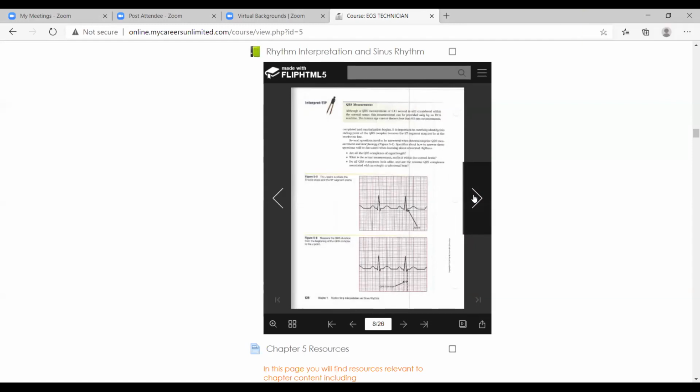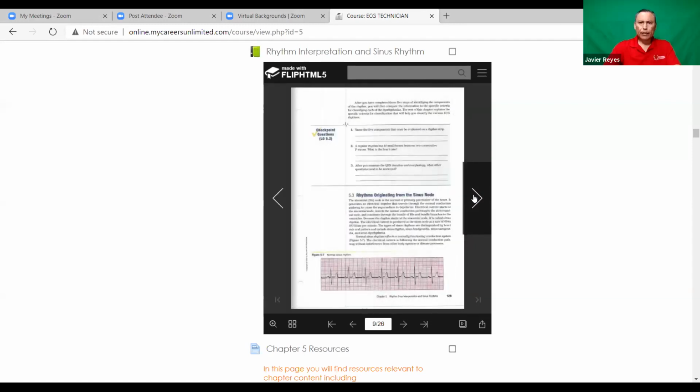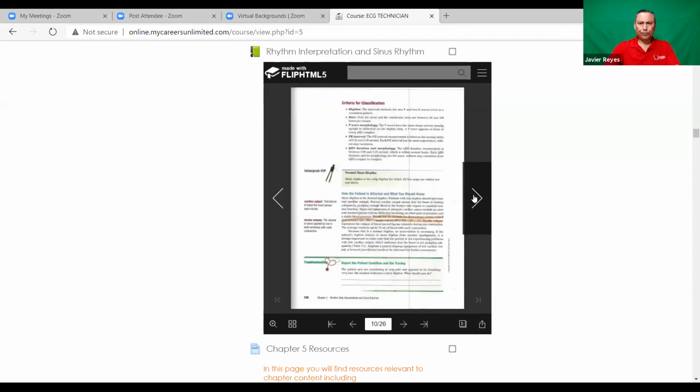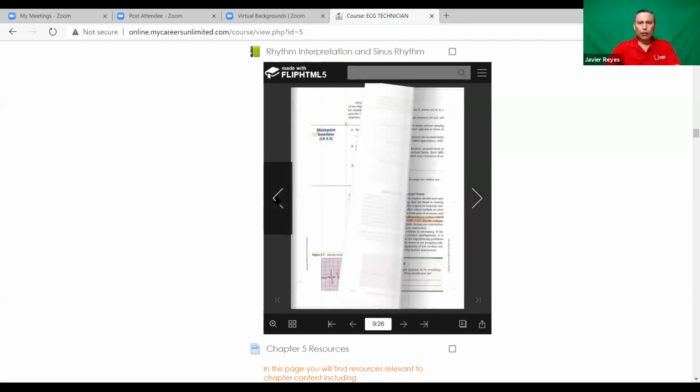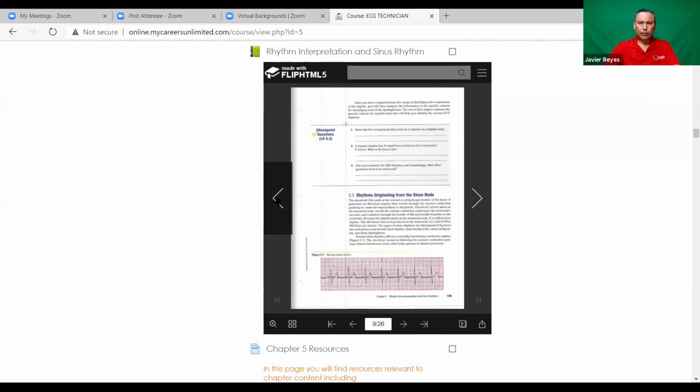Measure. You have to measure it, right? You have to make sure that these are the same, that they're falling at the same time, right? So you have to use your calipers for this.